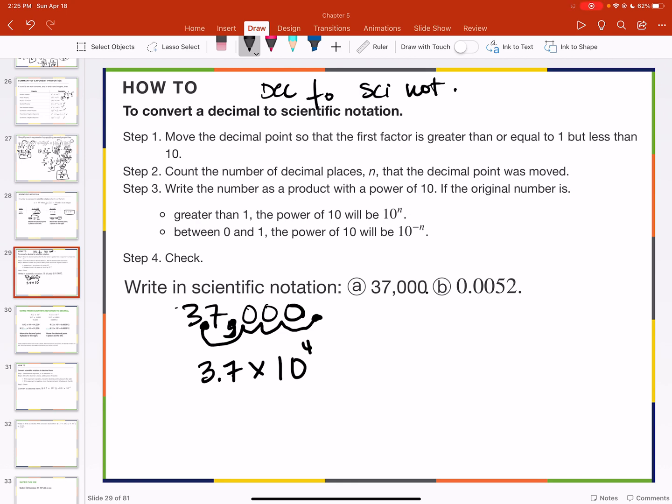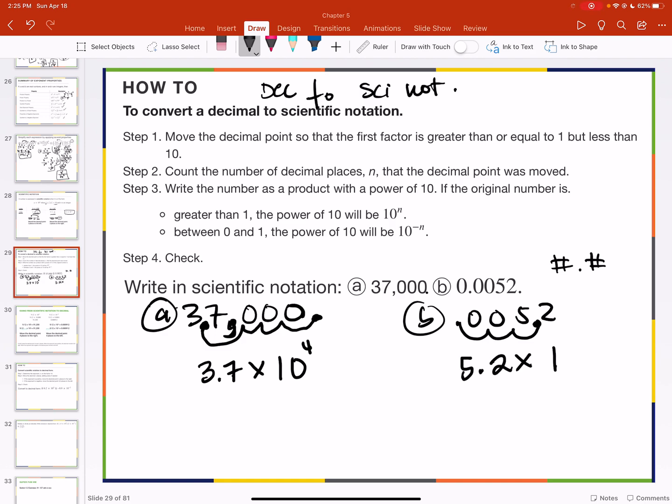Okay, what about for B? I have 0.0052. I need to move it so that it's in the form number dot number, so I need to move the decimal 1, 2, 3 spaces, so that's 5.2 times 10 to the, and then I moved it 3 spaces in the negative direction, right, because it's a decimal.